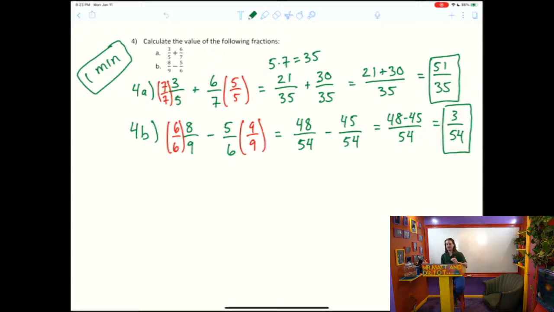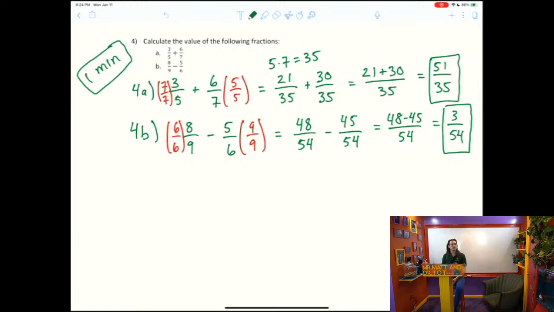Okay, so for 4a, we have 3/5 plus 6/7. We don't have common denominators, so we need to manipulate these so we have common denominators so we can keep the denominator, add or subtract the numerator. The easiest way to find common denominators is to literally just multiply the numbers together. Notice that 5 and 7 have a product, 5 times 7, is 35. So I know 35 is at least one number that they both share in common, or they're both divisors for.